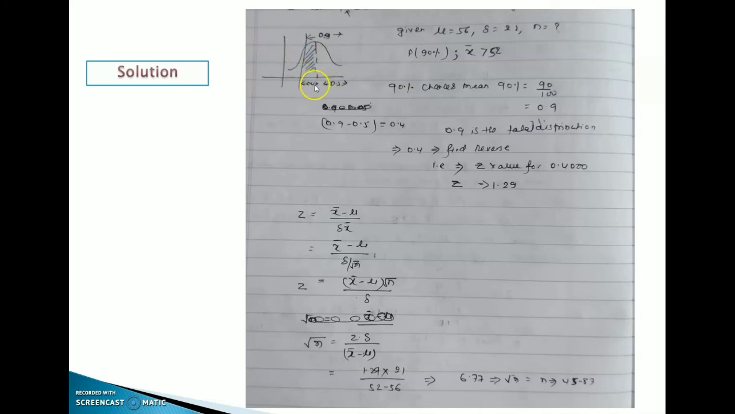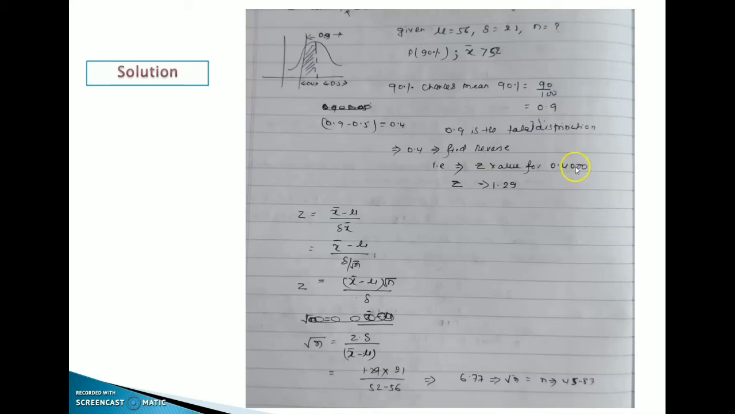Now we will see the reverse value of the z factor using the probability table. The reverse value of 0.4, that means for 0.4000, we will get the value of z from the probability table of the z factor, 1.29. In the annexure it is given there. Just go and look at the annexure given in the book.